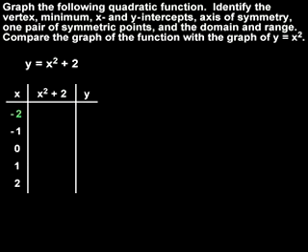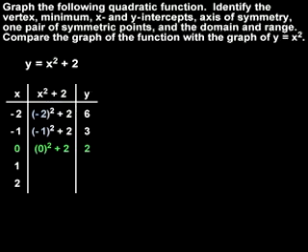If we plug a -2 into our function for x, we have -2 squared plus 2, or +4 plus 2, which is 6. If we plug a -1 in for x, we have -1 squared plus 2, or +1 plus 2, which is 3. If we plug a 0 in for x, we have 0 squared plus 2, or 0 plus 2, which is 2.